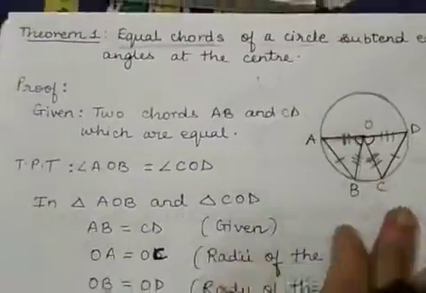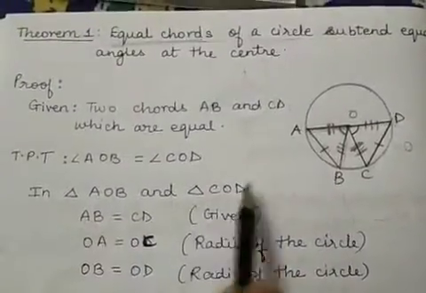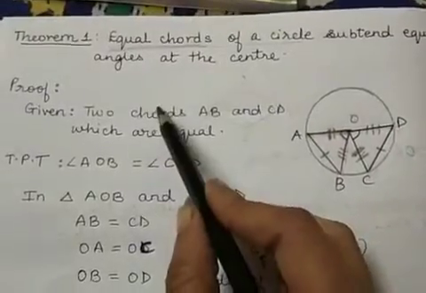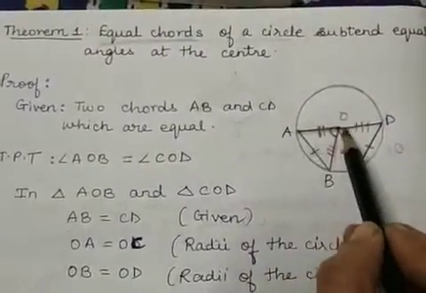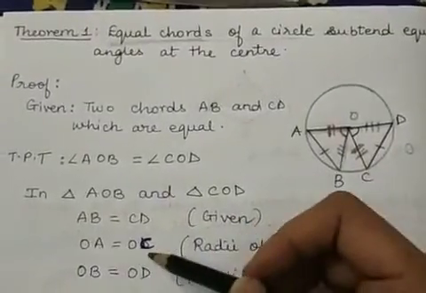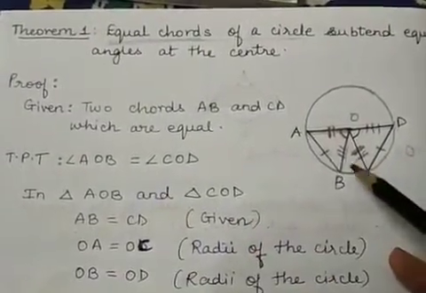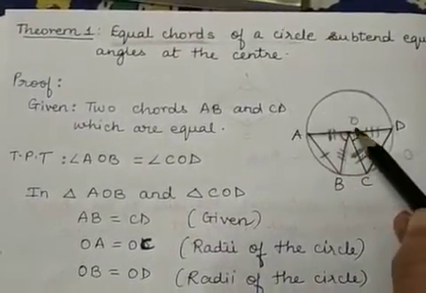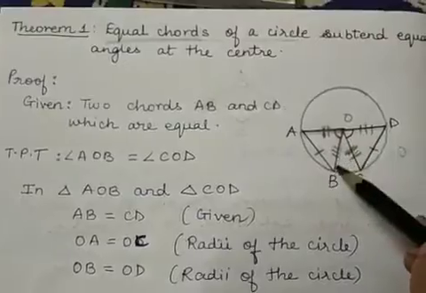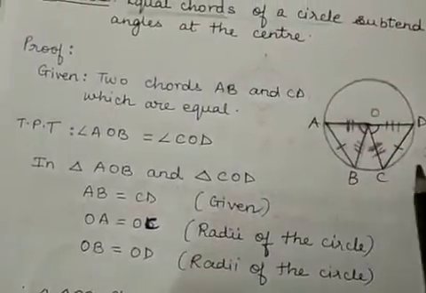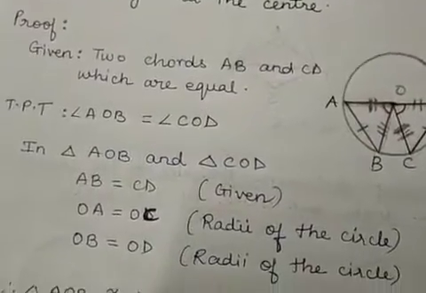Again I will go through it. If you take these two triangles, AB is equal to CD because it's already given to you. Then OA will be equal to OC because they are radii of the circle, and OB is equal to OD, because OB and OD are radii of the circle.